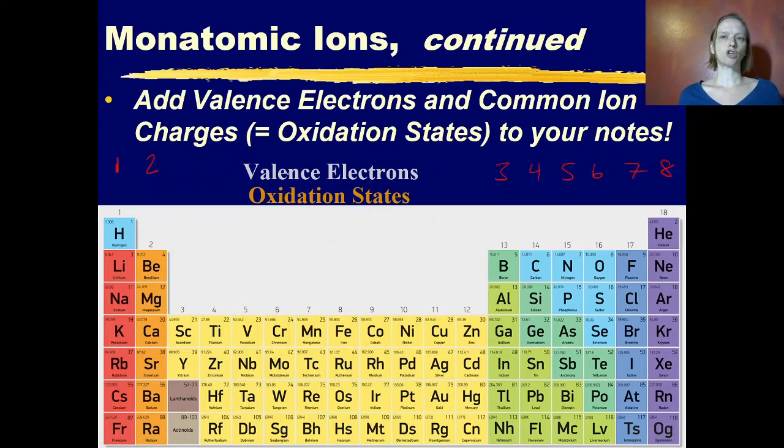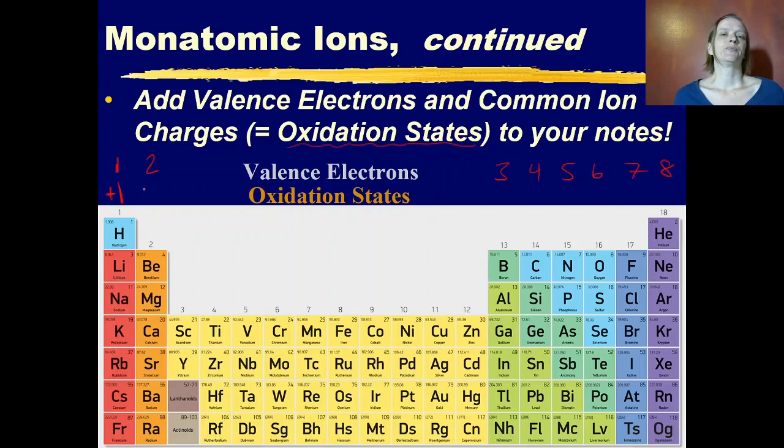So what charges are we likely to have? Everything in group 1 tends to lose 1 electron, so it's left with a charge of positive 1. An oxidation state of positive 1. An oxidation state is just another way of expressing the charge on an ion, at least for the purposes of Chem 1.